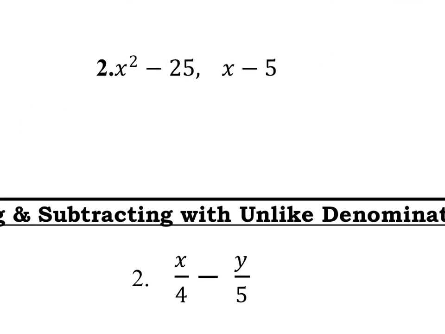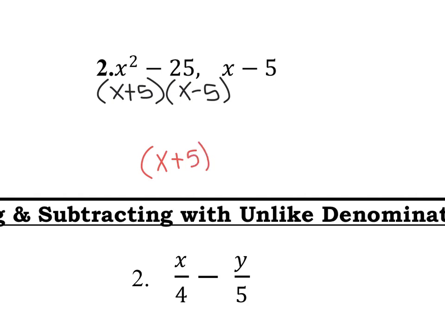Okay. This question, what's my least common multiple? Well, first I'm going to factor. X squared minus 25 is a difference of squares. So this first term factors to x plus 5, x minus 5. So what are all my different things that I have? I have an x plus 5. And this is x minus 5. I don't need to write it one time. So my least common multiple would be x plus 5, x minus 5.